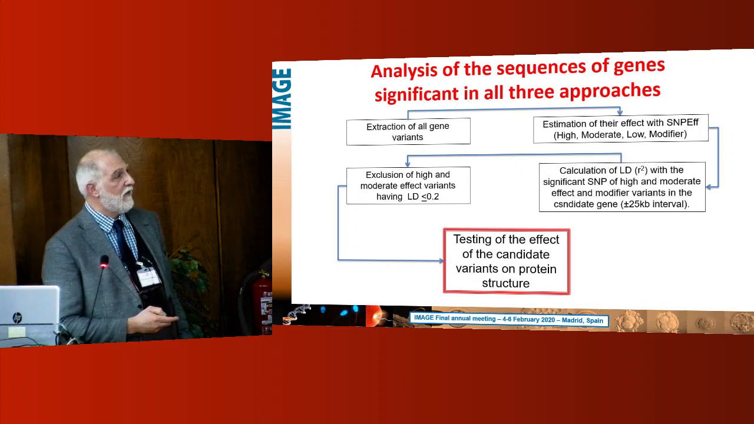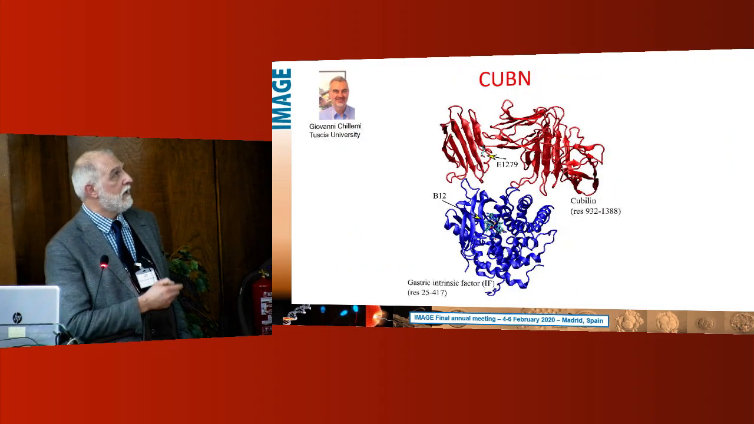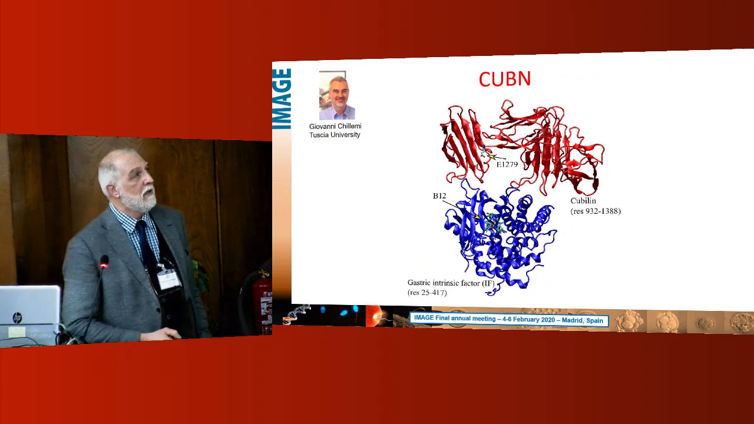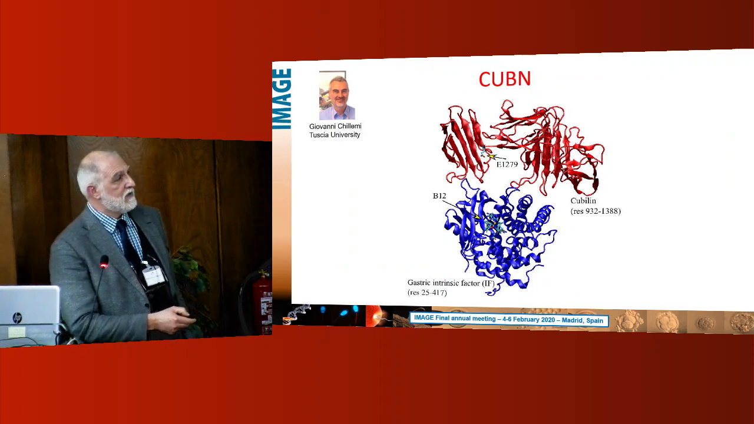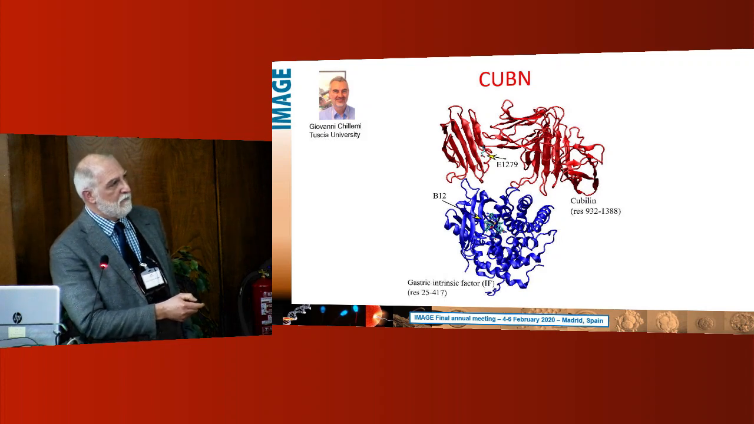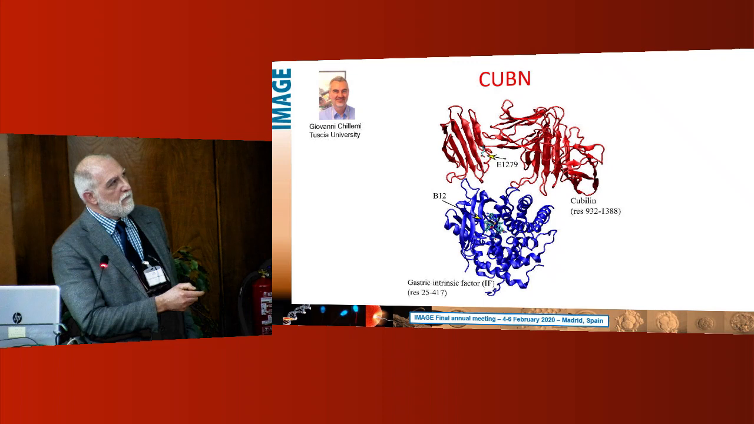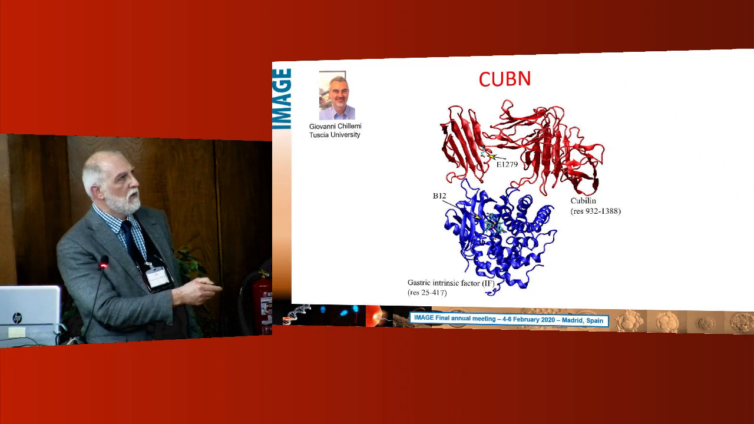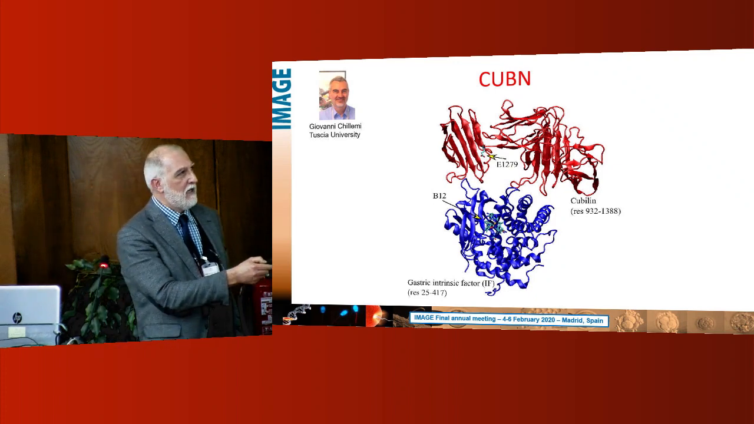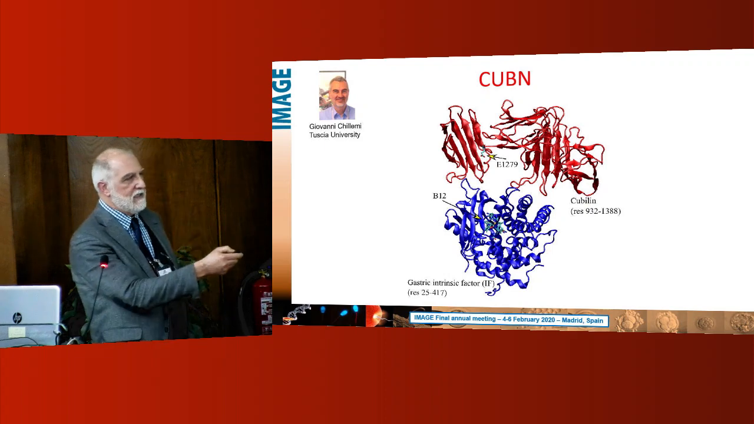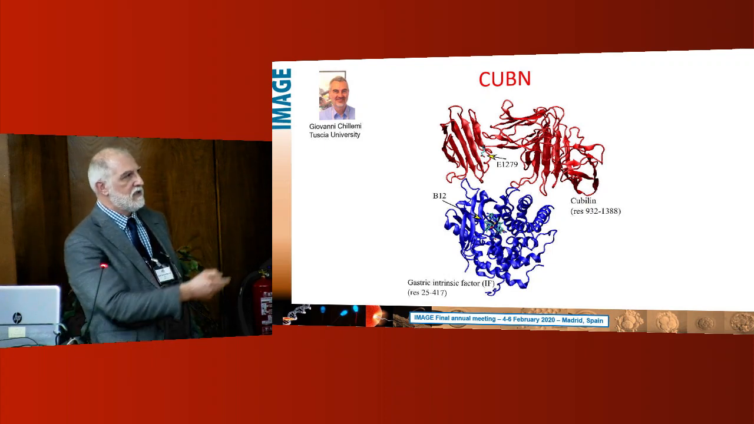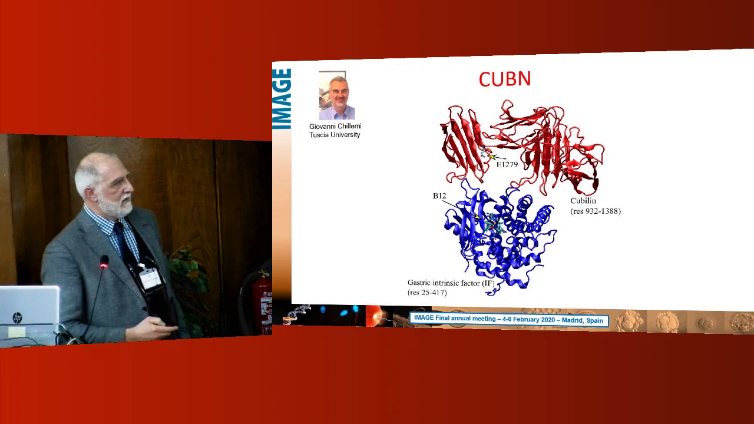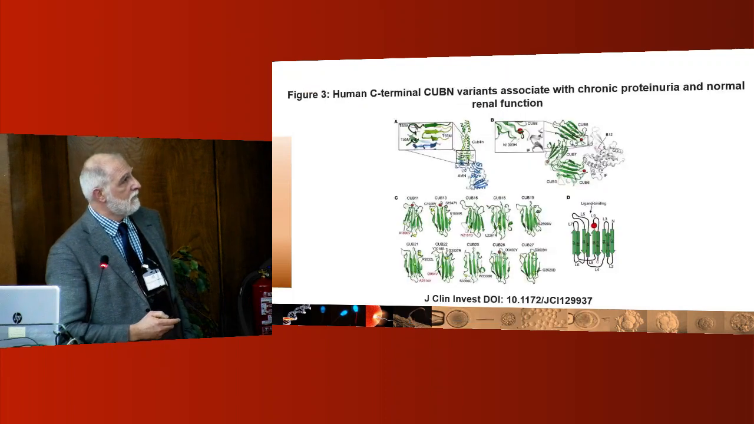And then, testing the effect of the variant on protein structure, we collaborated with Giovanni Chillemi. This is the cubilin, and this is the gastric intrinsic factor, and here is the cobalamin. The mutation we found is quite far away, so it's not in the place where the two proteins interact. But we still have to use molecular dynamics to see if a mutation in this amino acid is really changing the structure in the interaction in this active site or interaction point.